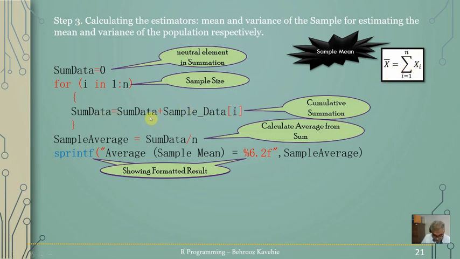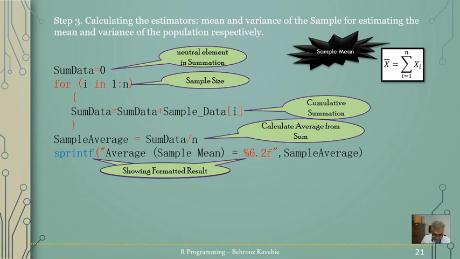Alright, sum data is equal to 0. Now, why is that? Because 0 is a neutral number. It doesn't matter if you add it to or subtract it from any number. The output will be unaffected by it. That's why we use it for our summation. Now, for I from 1 to a small n, which is 217, sum data is going to be the summation of sum data and sample data of I.